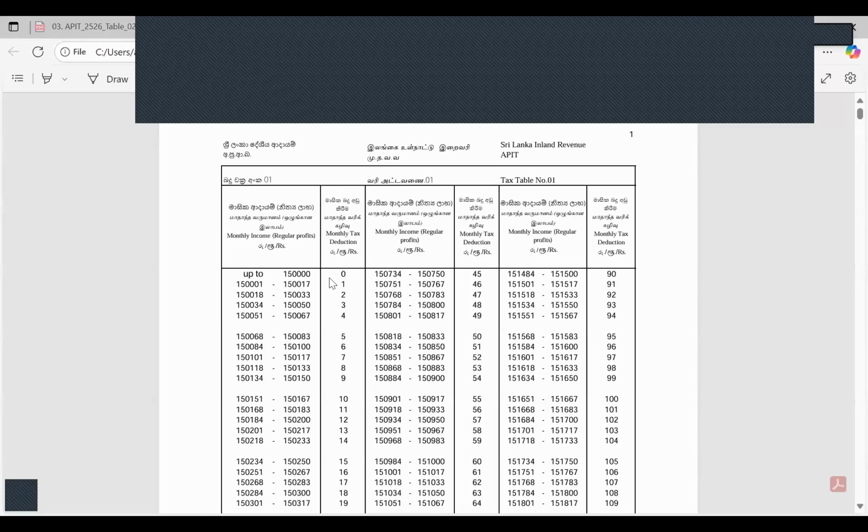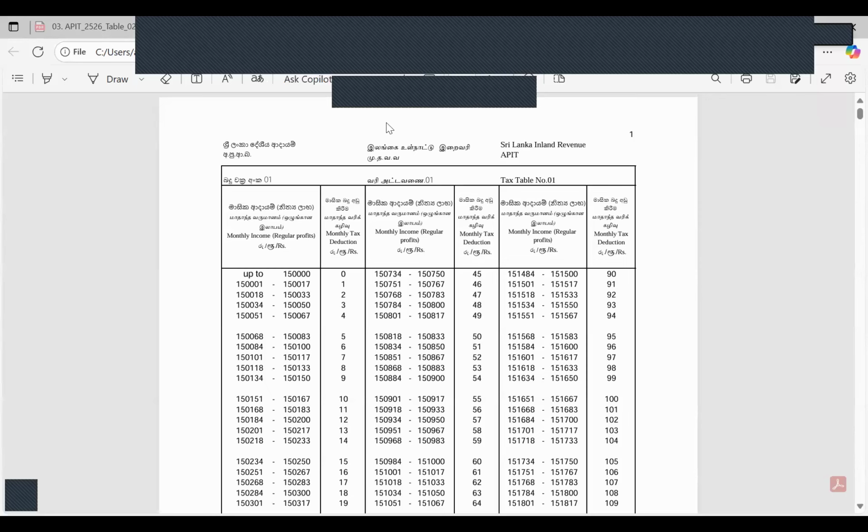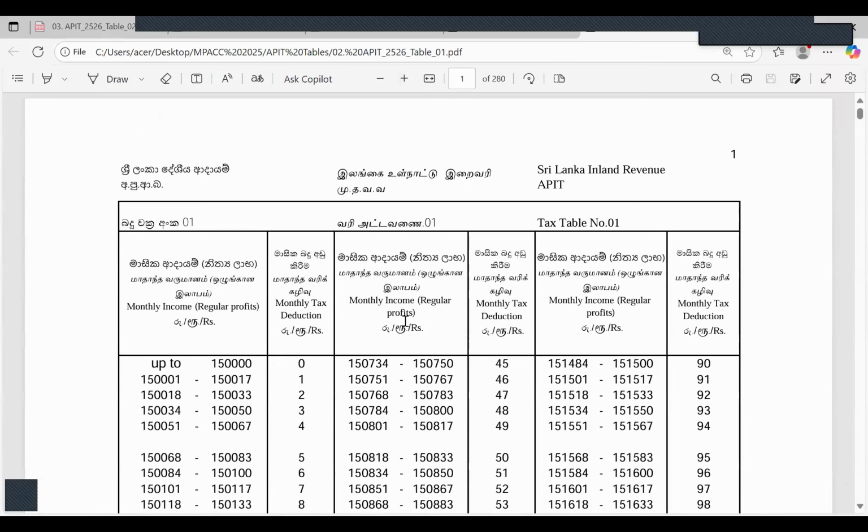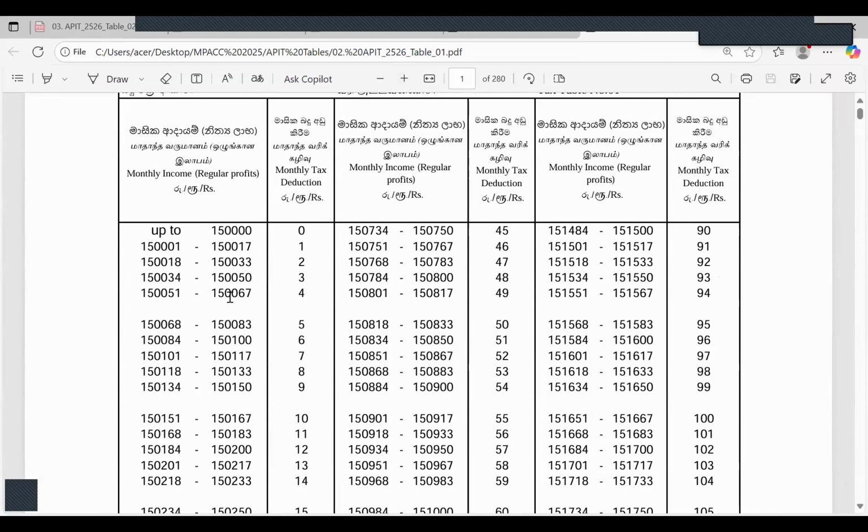This is the traditional tax table 1. Traditional tax table 1 is this. Here up to 150,000, 0. From 150,000 1 to 150,000 17, 1 rupee. So this is the tax.